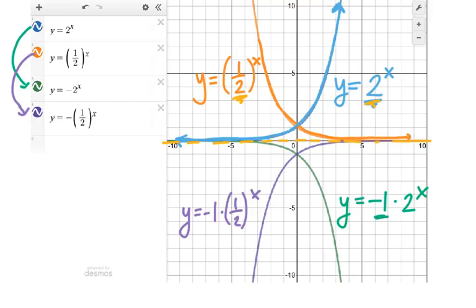So I hope that just gives you a little bit of an introduction to exponentials. Go ahead and watch the next video to see how we can write exponential functions when given a little bit of data.